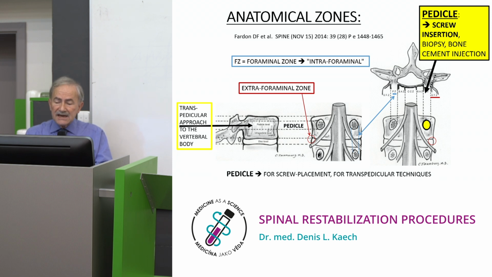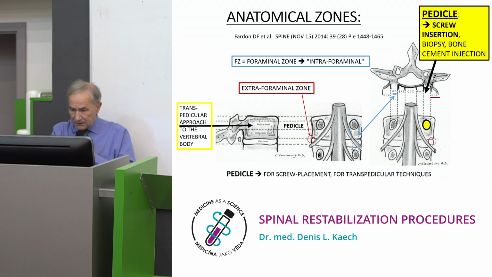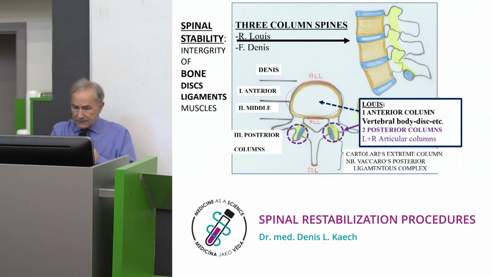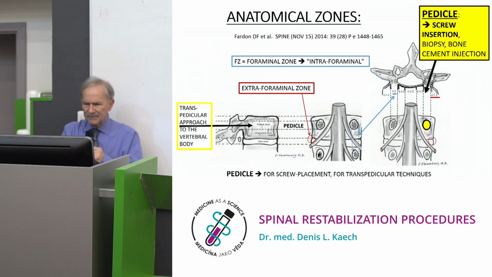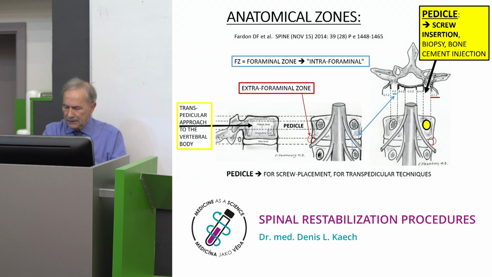The zones: intraforaminal is the zone between the pedicles. Foraminal zone is here between the pedicles. The foramen is where the nerve root exits. And you have the extraforaminal zone, and here the intracanalar zone.